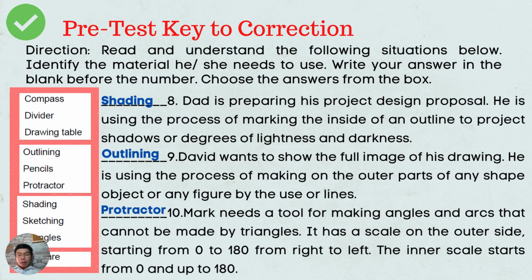And number 10, Mark needs a tool for making angles and arcs that cannot be made by triangles. It has a scale on the outer side, starting from 0 to 180 from right to left. The inner scale starts from 0 up to 180. The answer is a protractor.